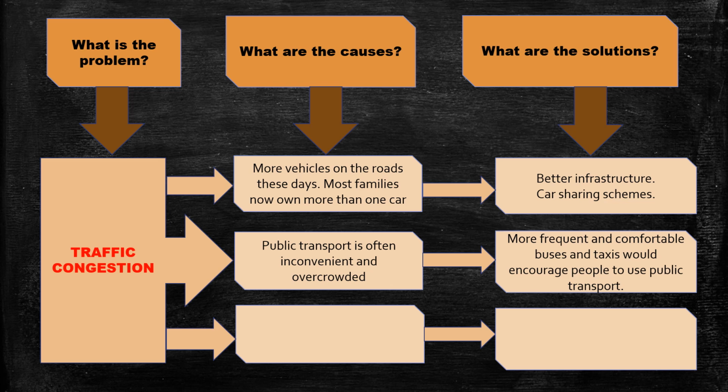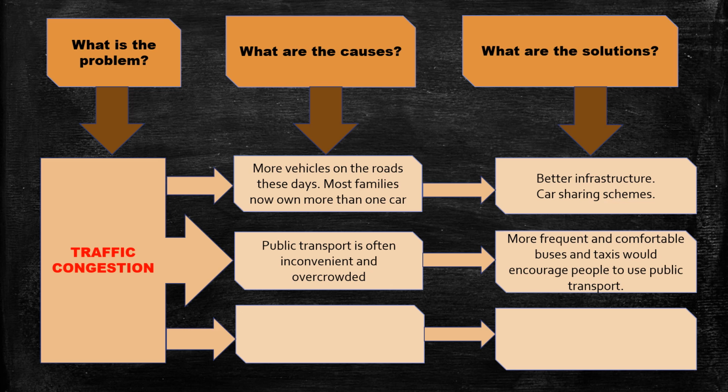So that is why people are going in their personal cars, and that's how there is a lot of congestion. So these are the causes of the problem. Now, what solution can you give to this? We can say better infrastructure. That means the road should be wide, or there should be more than one way to reach a particular place.